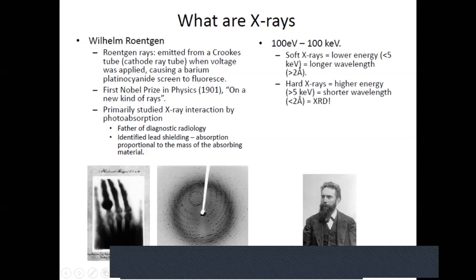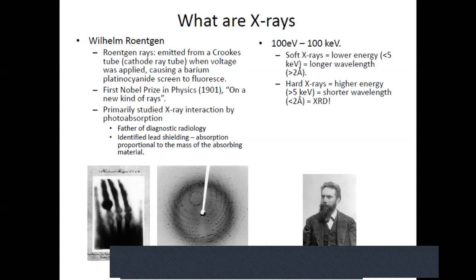And there are two classes of X-rays: soft X-rays and hard X-rays. X-rays have a range between 100 electron volts and 100 kilo electron volts. The two types are soft X-rays, which are your lower energy, longer wavelength X-rays. Longer wavelength means a wavelength longer than 2 angstroms. And then there are hard X-rays, which are the higher energy X-rays, and these are less than 2 angstroms.